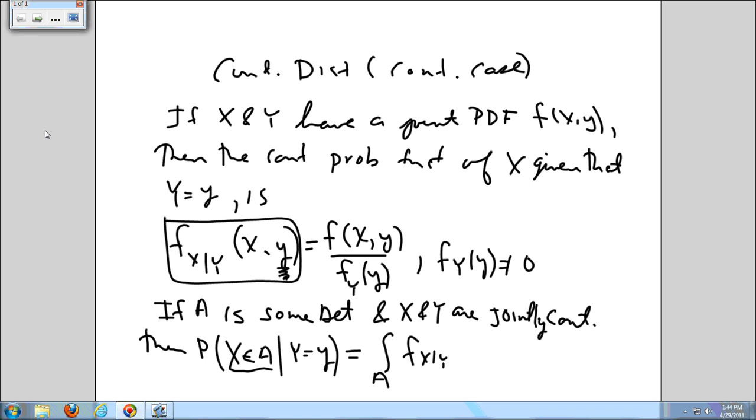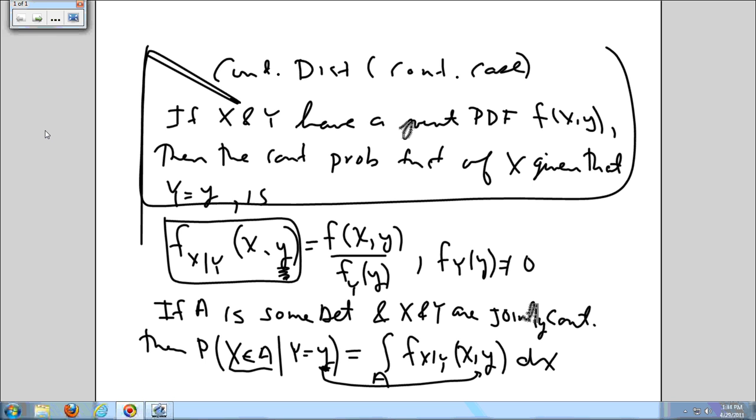Well, y is a constant and x can change. And what does x come from? It comes from A. So we're going to integrate over the set A of what else but this function right here, f sub x given y of little x, little y. Now this little y is a constant. It's that y value. And x is changing. I'm going to add up all the probabilities for x, while y is being held constant. Y is not changing.